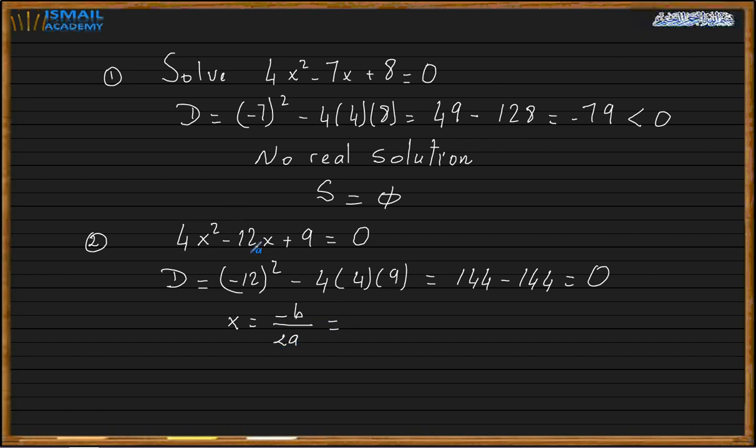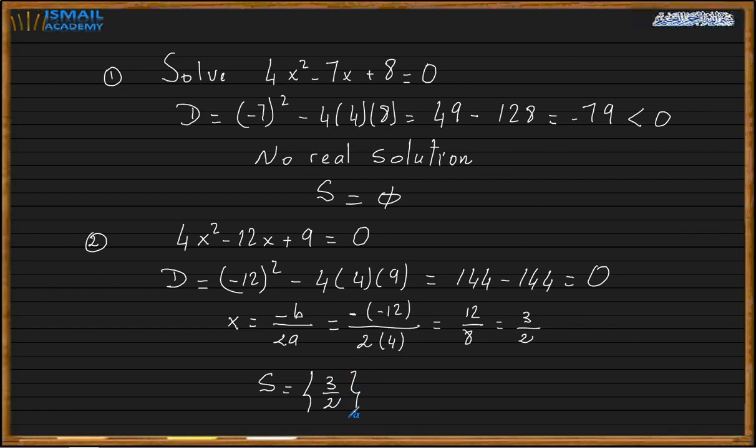How do I get it? Minus b is minus 12, so I put minus 12 over 2 times a, which is 4. That will be 12 over 8, and dividing by 4, it's going to be 3 over 2. So my solution here is 3 over 2.